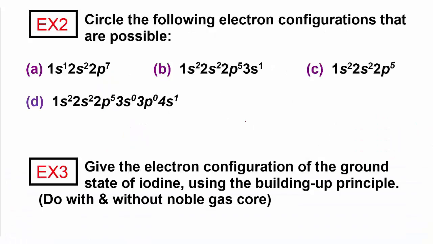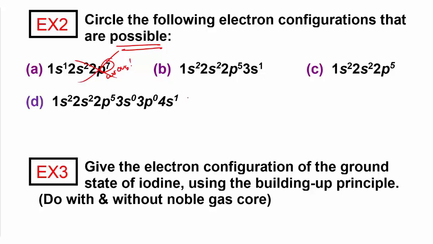Circle the following electron configurations that are possible. This is kind of a trick question. I'll show you why. Let's take a look at the first one. We can see that you can't have that. No, you can't. That's wrong. You can't have 7 electrons, so don't circle this one.